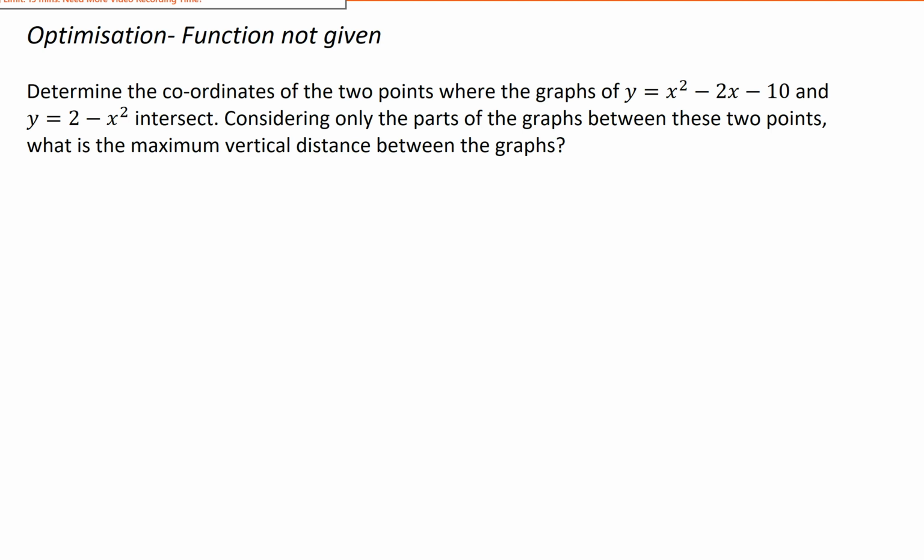So here, you're not given the function you're trying to optimize. You're asked to find the maximum vertical distance between the two graphs. Okay, that's what you're asked to find. Can we find a formula that will give us the vertical distance between these two graphs?